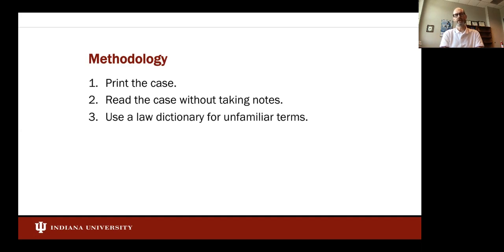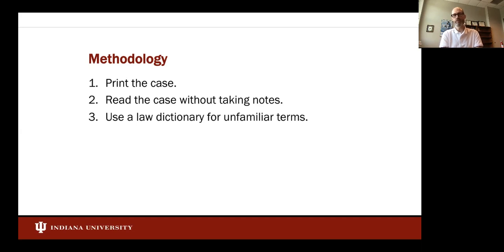Law practice involves a fair amount of specialized terms. So I recommend that you get yourself a law dictionary. The most prevalent one is Black's Law Dictionary. You can access Black's Law Dictionary on Westlaw by just logging into Westlaw with your username and password and searching for Black's Law Dictionary. That should take you directly to a link that includes Black's Law Dictionary.